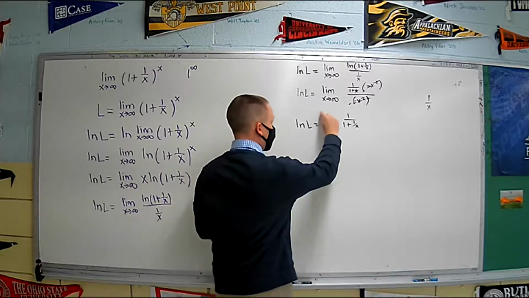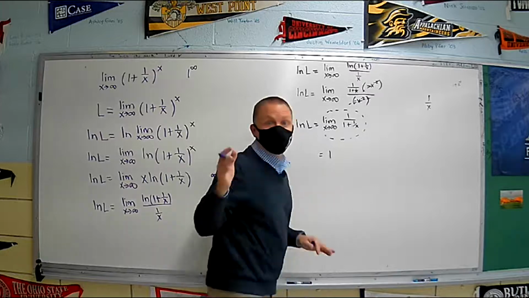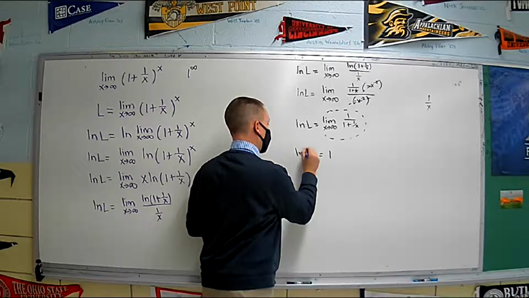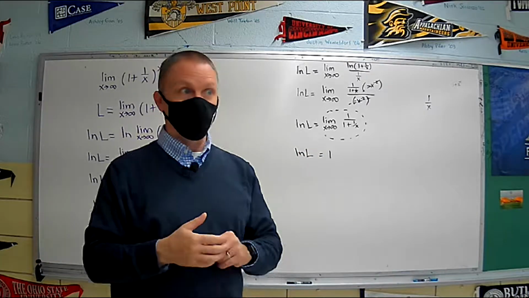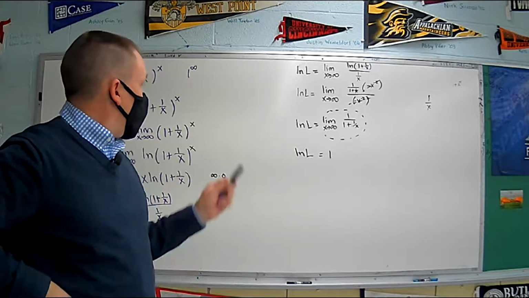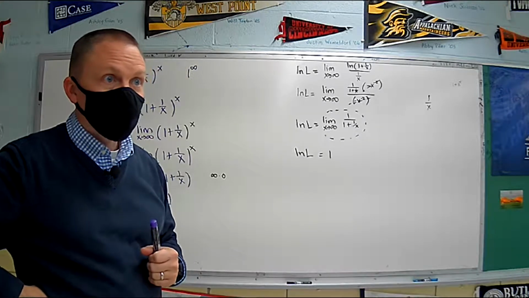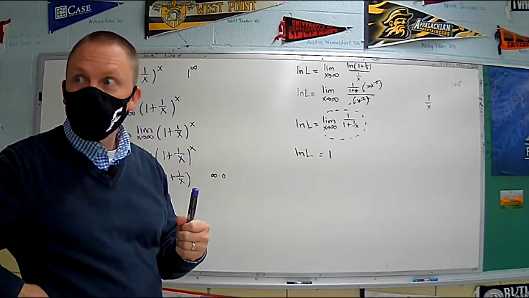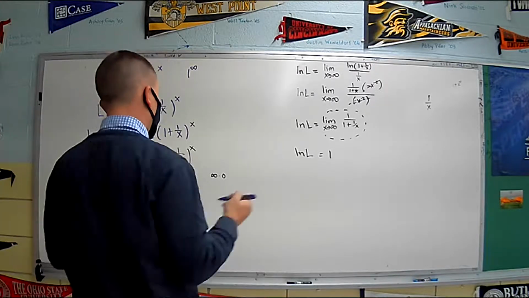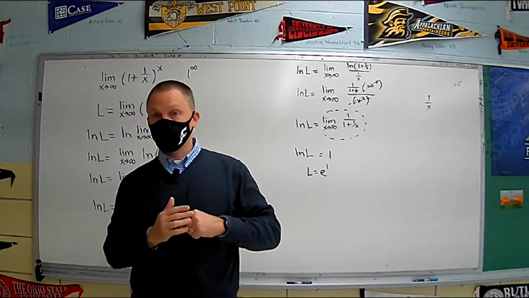So this right side is 1. That's not the answer to our problem. It's the natural log of the answer to our problem. So if the natural log of L equals 1, what's L? E. Is that what you're going to say, Samuel? E to the first, I guess, right?